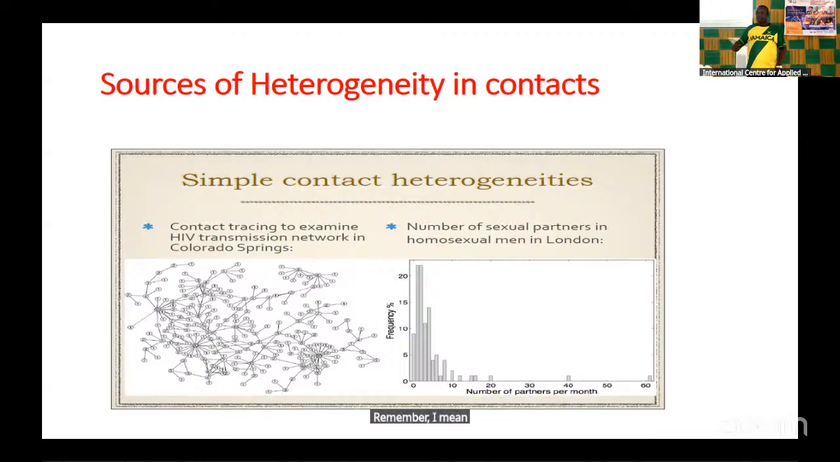To know, after the incubation period, whether they show symptoms or whether they are asymptomatic. So these are things. Then, the number of sexual partners in homosexual men in London. Now you have the number of partners per month and then the frequency. So you find out that these are simple contact heterogeneities. This one and then that one.